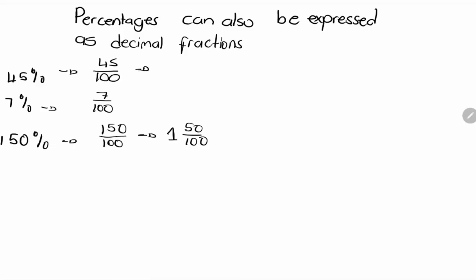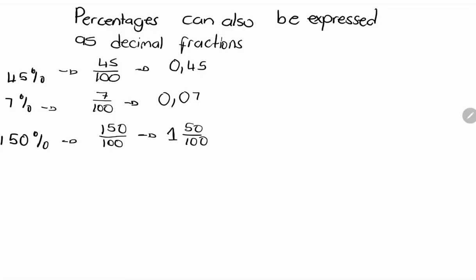45 over 100 is exactly the same as saying 45 divided by 100. 45 divided by 100, right? So 45 divided by 100 is equal to 0.45. 7 divided by 100 is equal to 0.07.